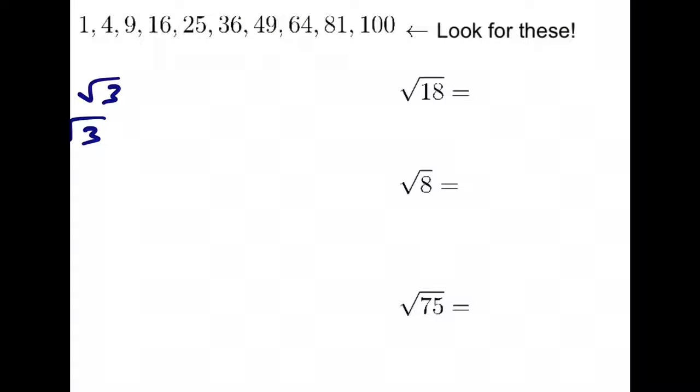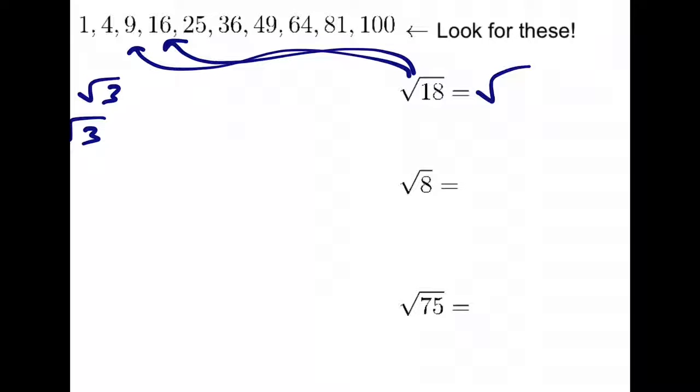Let's try the same thing for the square root of 18. The largest number that is still less than 18 would be 16. Does 16 multiply into 18? Nope. How about a 9? Yes, so we can change this to the square root of 9 times the square root of 2. And we know that 9 is a perfect square, so this becomes plus or minus 3 root 2.